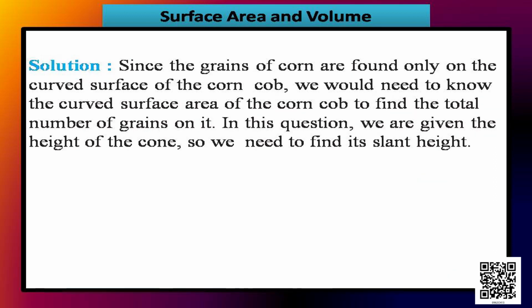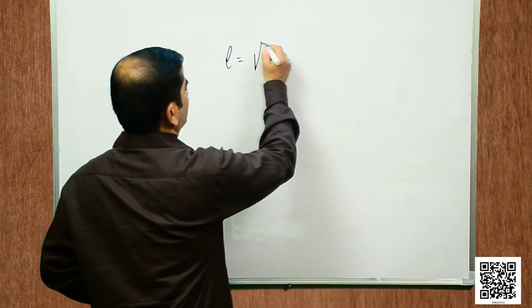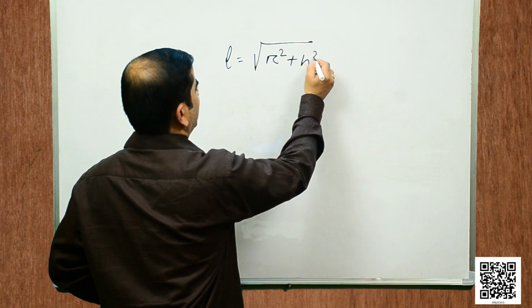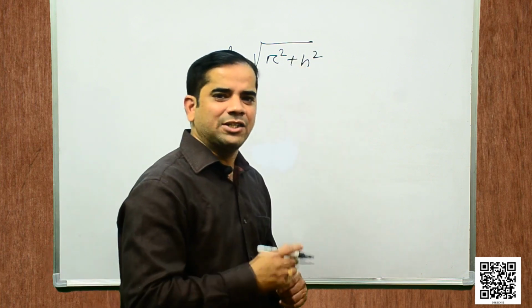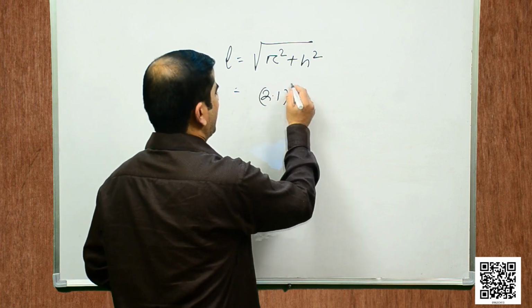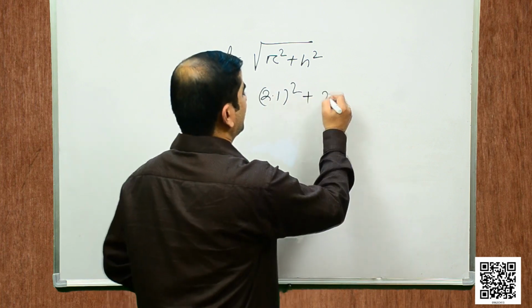Since the grains of corn are found only on the curved surface of the corn cob, we would need to know the curved surface area of the corn cob to find the total number of grains on it. In this question, we are given the height of the cone, so we need to find its slant height. Okay. So, let us now find the slant height. So, students, as we know, slant height L is equal to square root of r square plus h square. r is given as 2.1 centimeter. So, 2.1 square plus height of 20 centimeter, so 20 square.